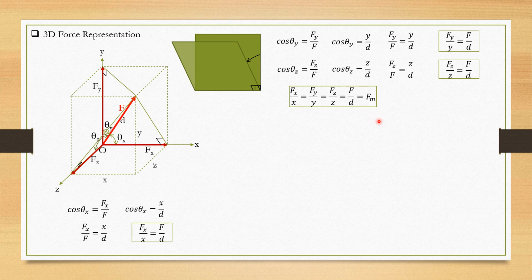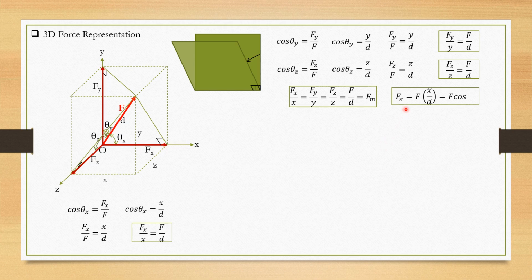Remember, we can easily remember this because it is simply the x component of force divided by the x component of distance, equals the y component of force to the y component of distance, equals the z component of force to the z component of distance, equals the force to the distance of that force, which equals the force multiplier. So I hope you can remember that easily.